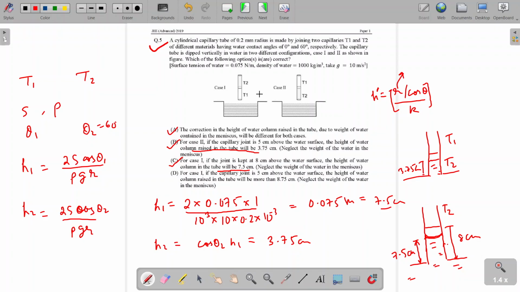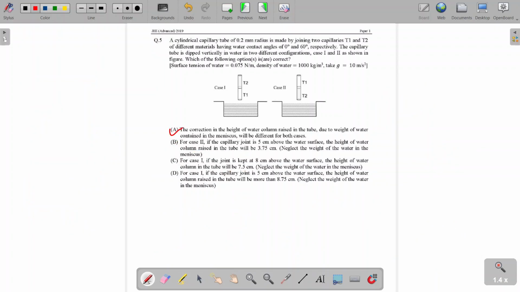Option D, we have, if the capillary is 5 centimeter above water. So that means this particular height is only 5 centimeter, and this is T2. So here you have to go back to the basics.